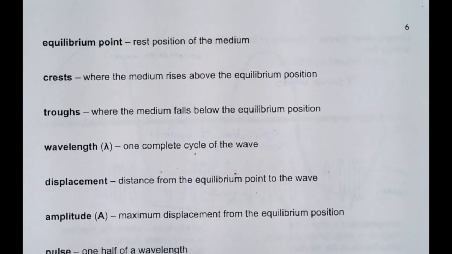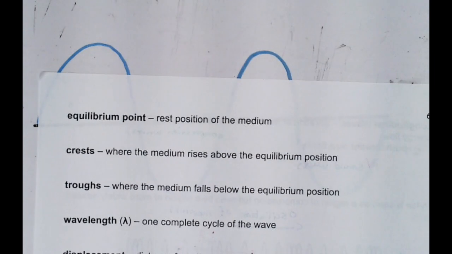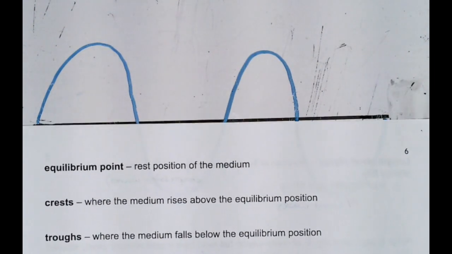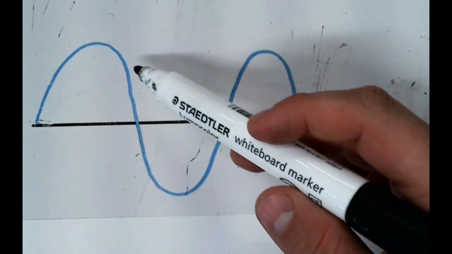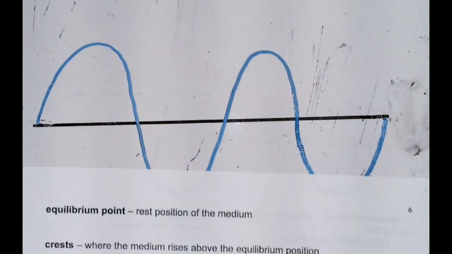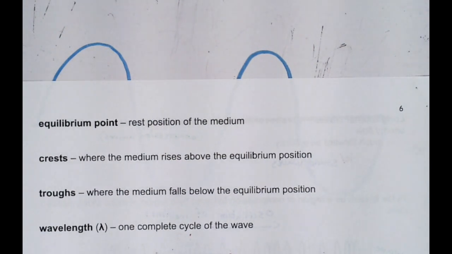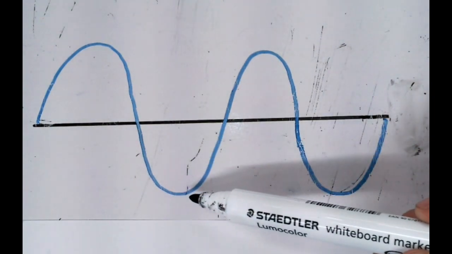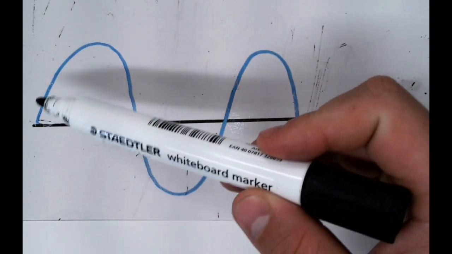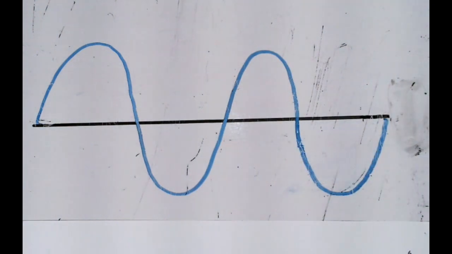The next piece of terminology that we need to look at is crests. We've already looked in most of the waves what crests are. And what they are is just where the medium rises above the equilibrium position. So in our waves, as soon as we get above the equilibrium, this is the crest. The next terminology that we have is troughs. Troughs are where the medium falls below the equilibrium position. So now when our wave comes down below, that's in a trough. So we have a crest, a trough, and when they're in the middle, that's the equilibrium position.